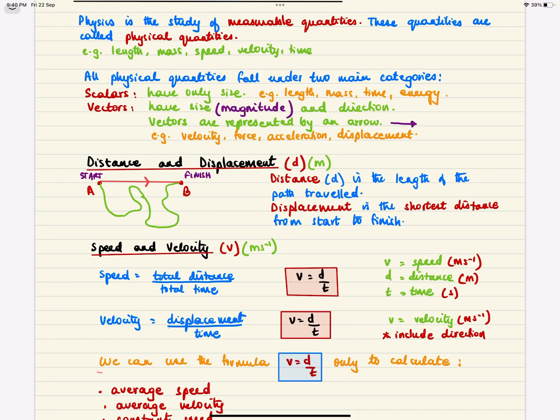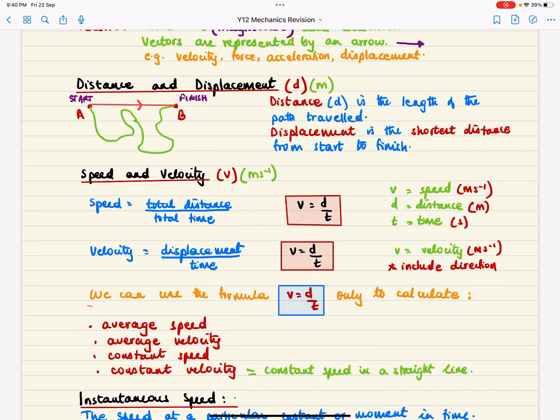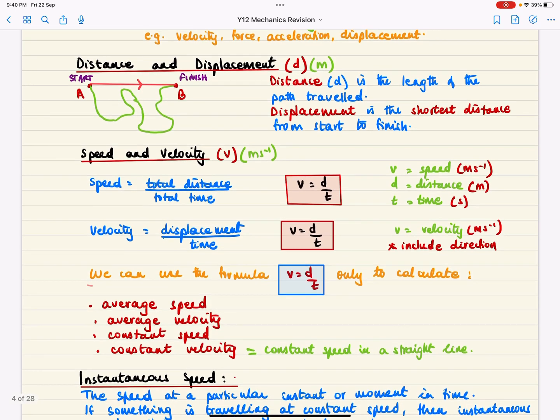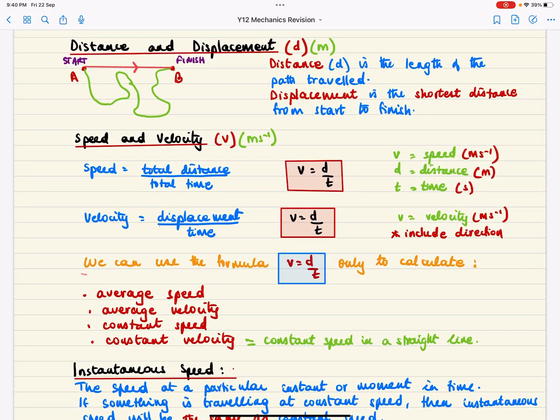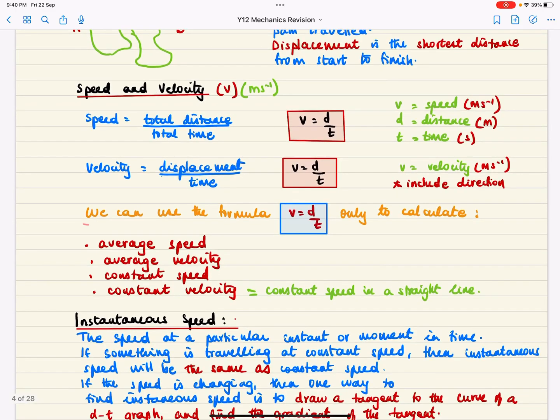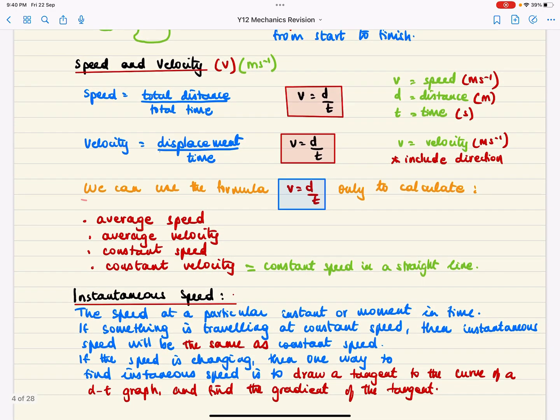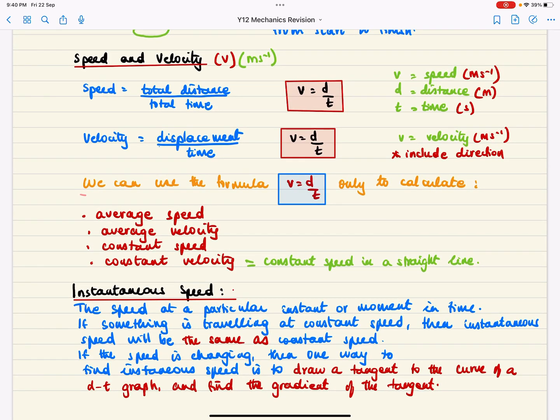The difference between speed and velocity is that velocity is speed in a particular direction, but both have the same formula. So average speed is total distance divided by total time, whereas average velocity is total displacement divided by time. So the only time you can use v equals d over t is to calculate average speed or average velocity, or constant speed or constant velocity.